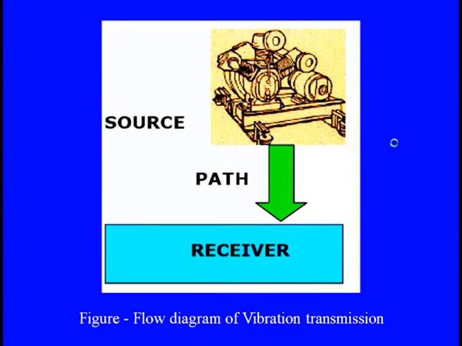You can see on the screen a clear picture: the source is nothing but the rotational components of the machine, or the machine itself when it is under operation. The path is where the machine is mounted on the solid surface and the vibration is transmitted. The receivers are multiple, and each is always affected by these natural frequencies. All these frequencies come out from the sources and are transmitted through this path.